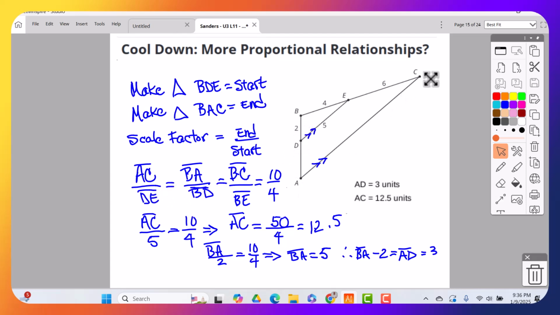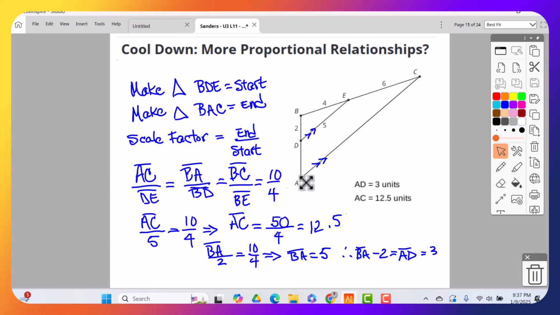AC, and remember, I've set it up. The larger triangle is the end. So we're going to start here with the end. AC is to DE. That's because these are the bases of the two triangles that are similar. So they're corresponding parts. AC is to DE as, now we can pick other parts of the triangles.